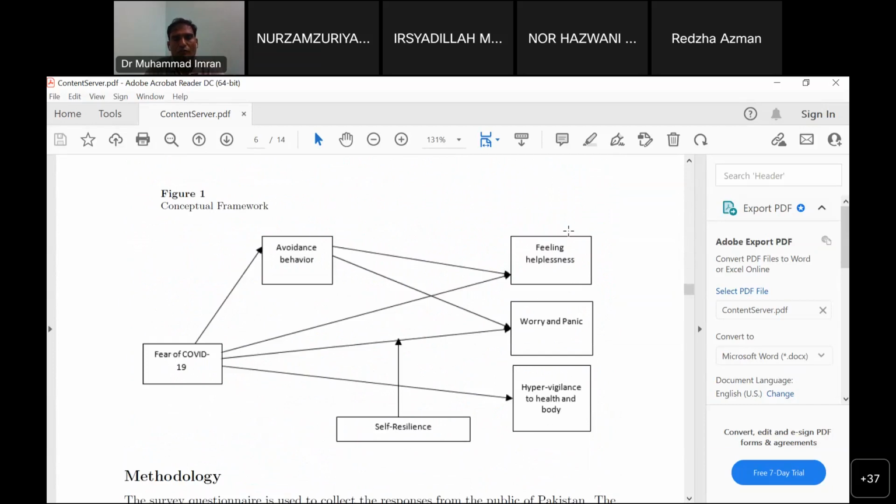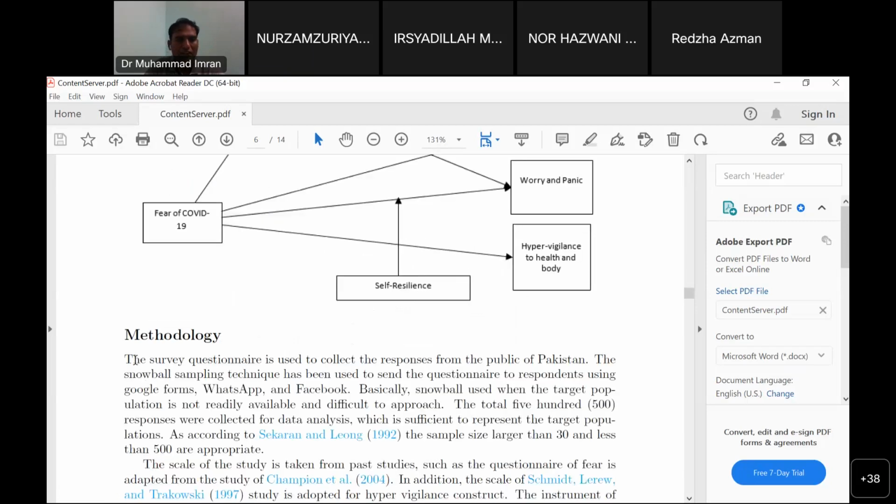This is a conceptual framework, or we can also say theoretical research framework. This is the research framework. See here, fear of COVID-19 is the IV, avoidance behavior is the mediation, this is the moderation, and these all three are dependent variables. Anyway, methodology.